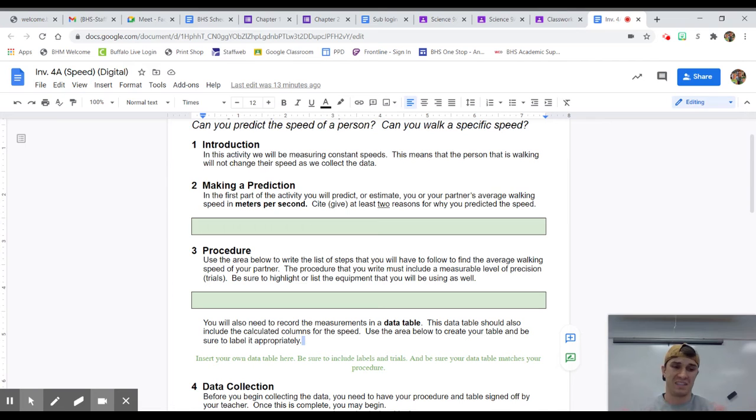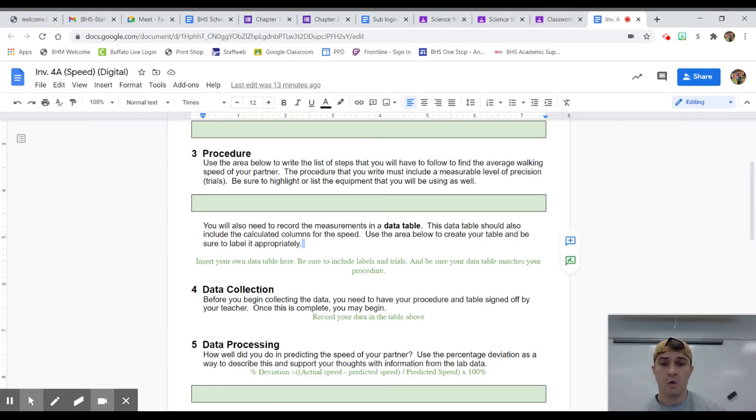1 meter is kind of tough. You're not going to get as good of results with that. So I like anywhere from like 3 to 10 meters as the sweet spot for the distance there. And then you just time how long it takes. Once you have that procedure written out, and make sure you're specific, highlight equipment that you need, all that stuff. Make sure you're highlighting that, and you'll put that procedure in this table here.